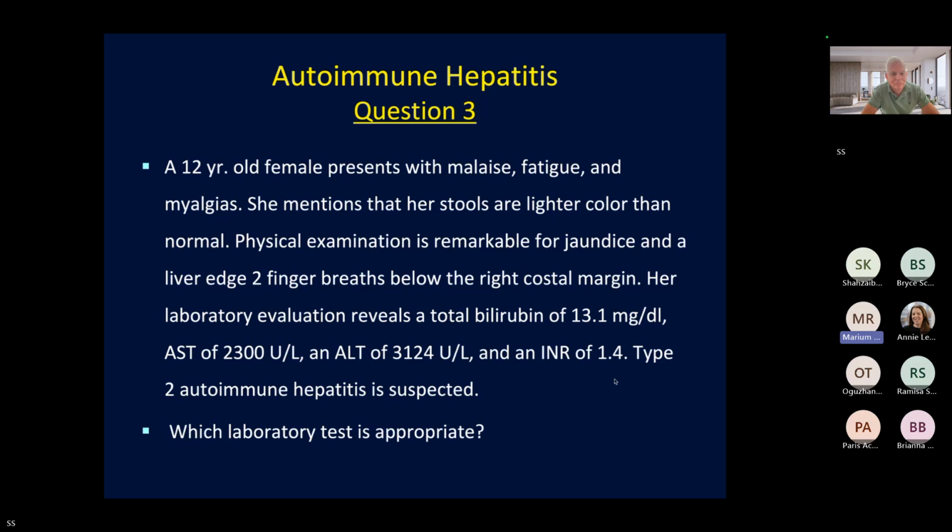Yes. A 12-year-old female presents with malaise, fatigue, and myalgia. She mentioned that her stools are lighter color than normal. Physical examination is remarkable for jaundice and a liver edge 2 fingers breadth below the right costal margin. Her laboratory evaluation reveals a total bilirubin of 13.1 mg per dl, AST of 23,000 units per liter, and ALT of 3124 and INR of 1.4. Type 2 autoimmune hepatitis is suspected. What laboratory test is appropriate?